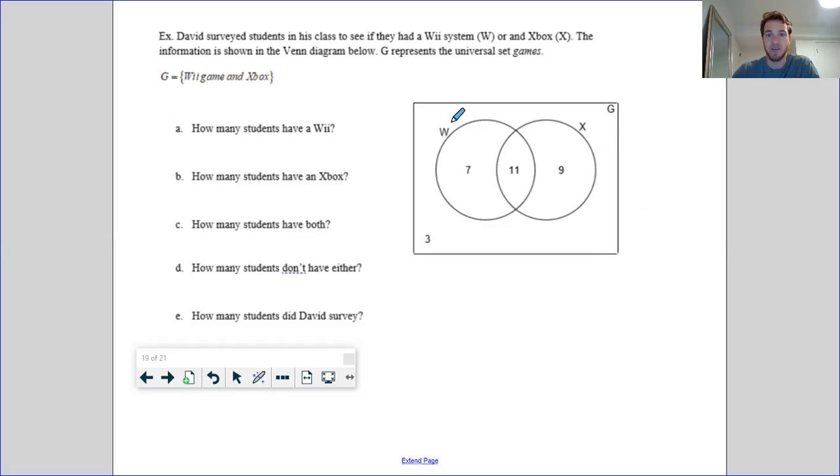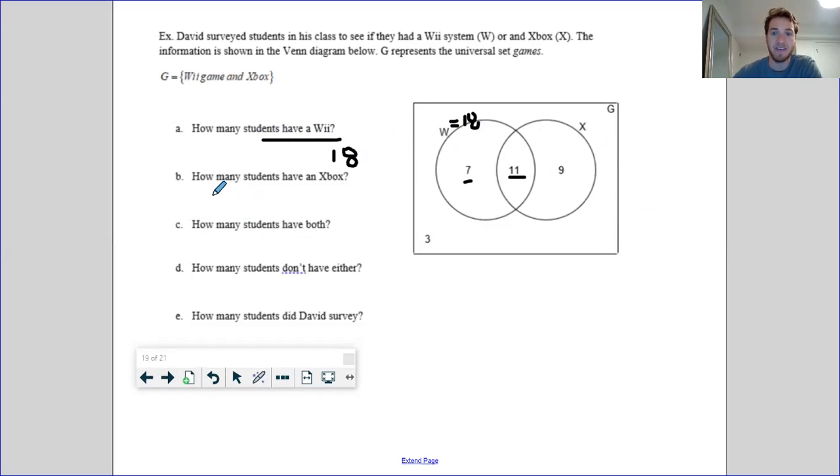Yeah, 18 is correct. Remember, they're not saying how many students only have a Wii. If they only have a Wii, that would be 7. But how many in total have a Wii? Well, that would be 7 plus 11 is 18. Very good to the 2 people. Bonus marks for Cole and Lizzie.